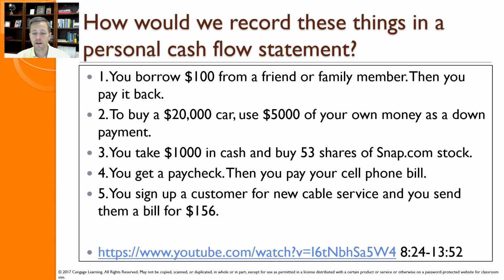Well, you have a lot more in terms of hard assets, but your cash went down. Just because you have this car that is worth $20,000, your cash position wasn't improved by it. Eventually you're going to pay. There are going to be more payments coming out of your cash to pay off the rest of that car over time. All right, number 3, you take $1,000 in cash and buy 53 shares of Snap.com stock.